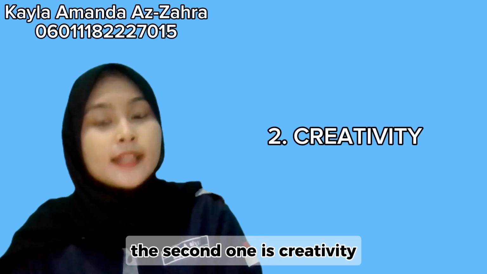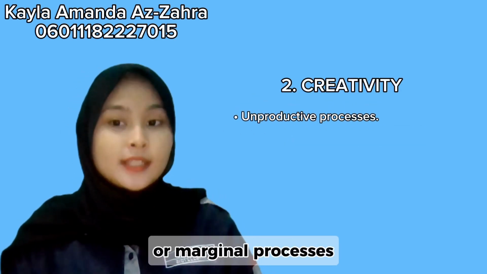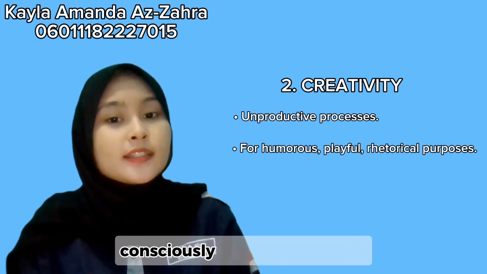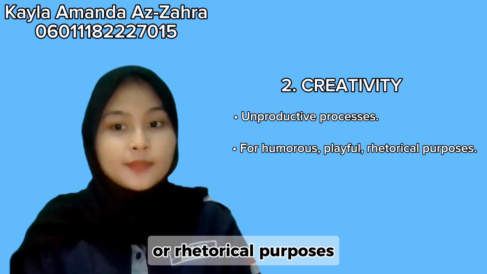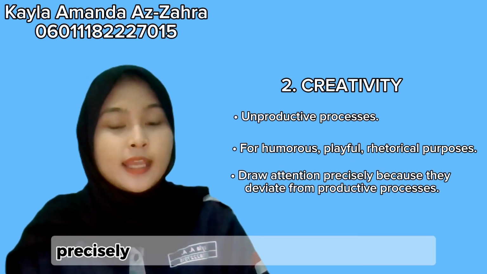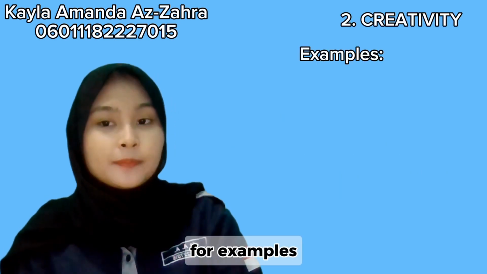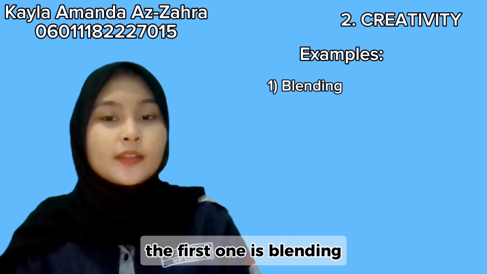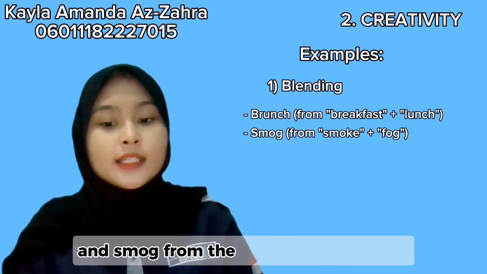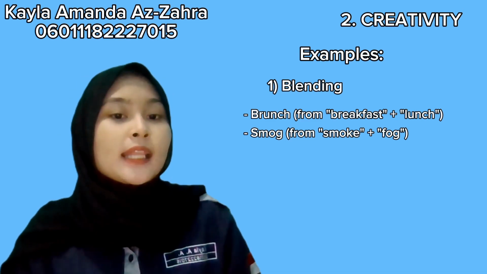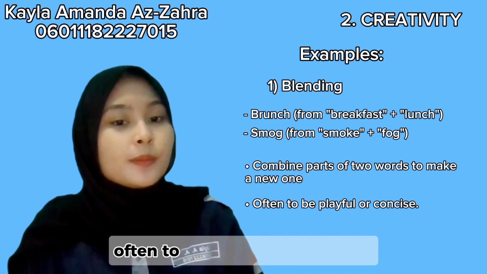The second one is creativity. Creativity, by contrast, deals with unproductive or marginal processes. These occur when speakers consciously create new words, often for humorous, playful, or rhetorical purposes. These words draw attention precisely because they deviate from standard, productive processes. For example, the first one is blending, like the word brunch from breakfast and lunch, and smog from the words smoke and fog. These blends are creative, as they combine parts of two words to make a new one, often to be playful or concise.